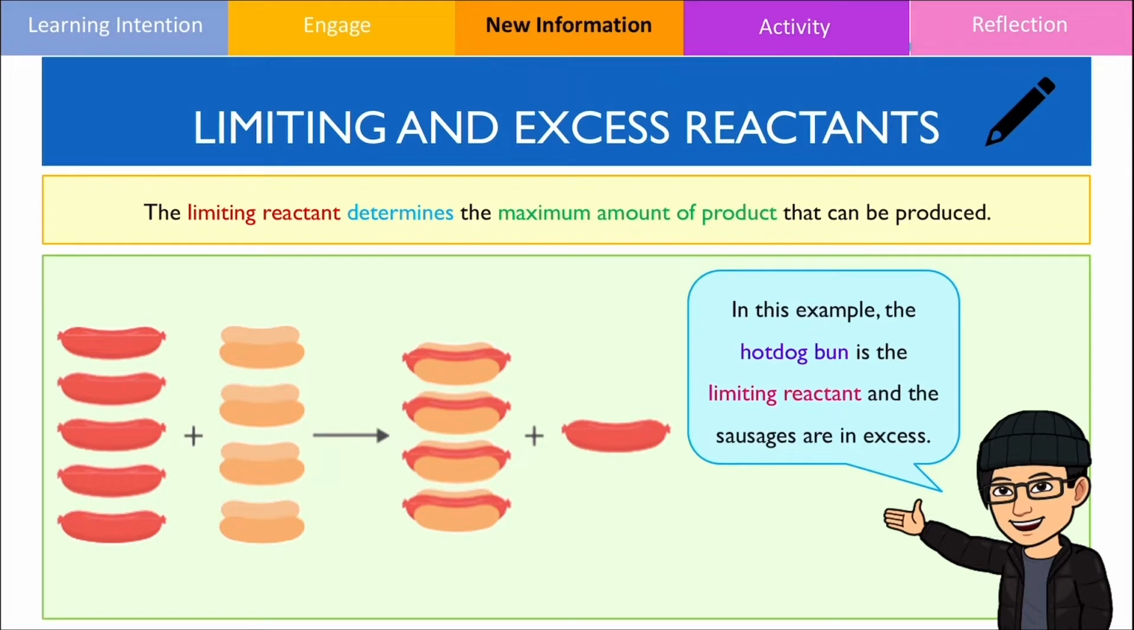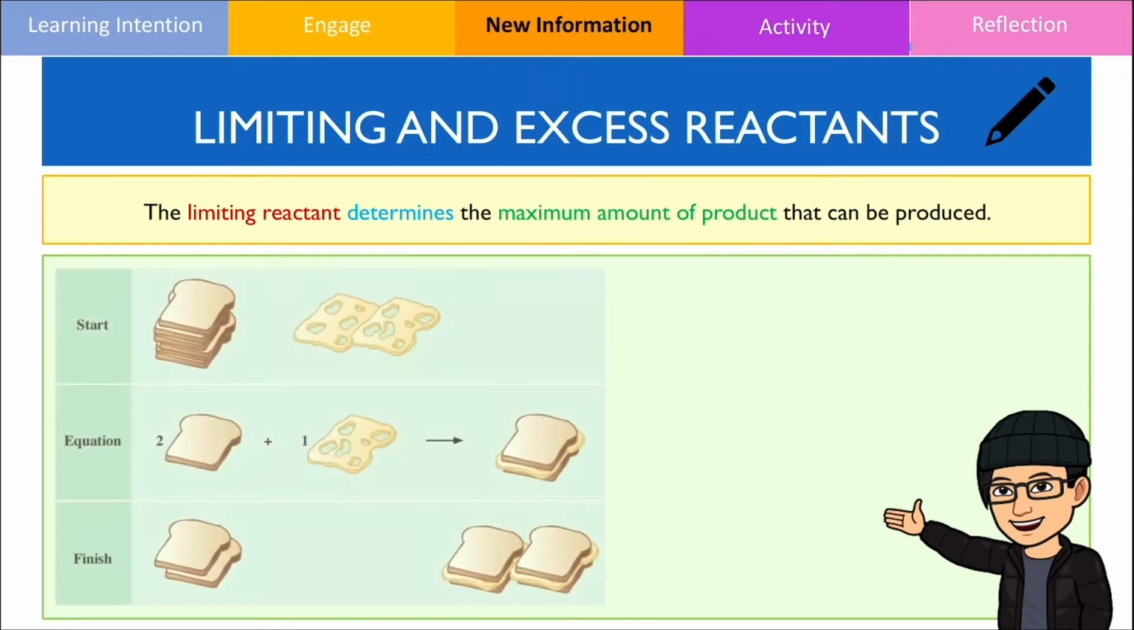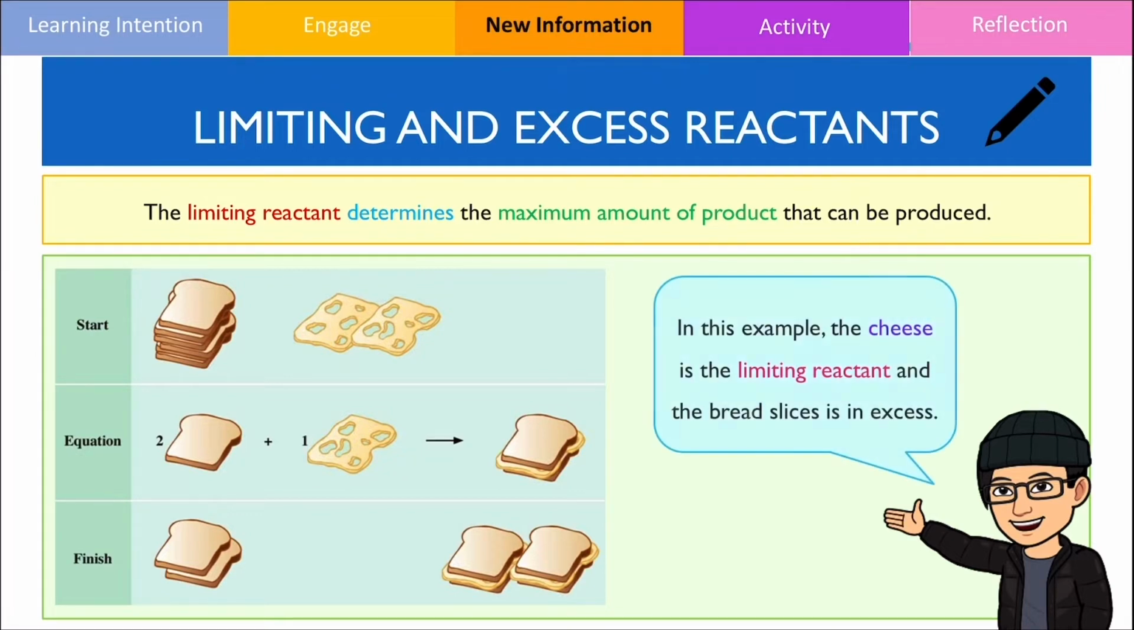Let's have a look at another example. I've got 6 slices of bread and 2 slices of cheese. If a cheese sandwich requires 2 slices of bread and 1 slice of cheese, how many cheese sandwiches can I make? In this example, I can only make 2 cheese sandwiches, but I will also have 2 slices of bread remaining. Thus, in this example, cheese is the limiting reactant and the bread slices are the excess reactant.